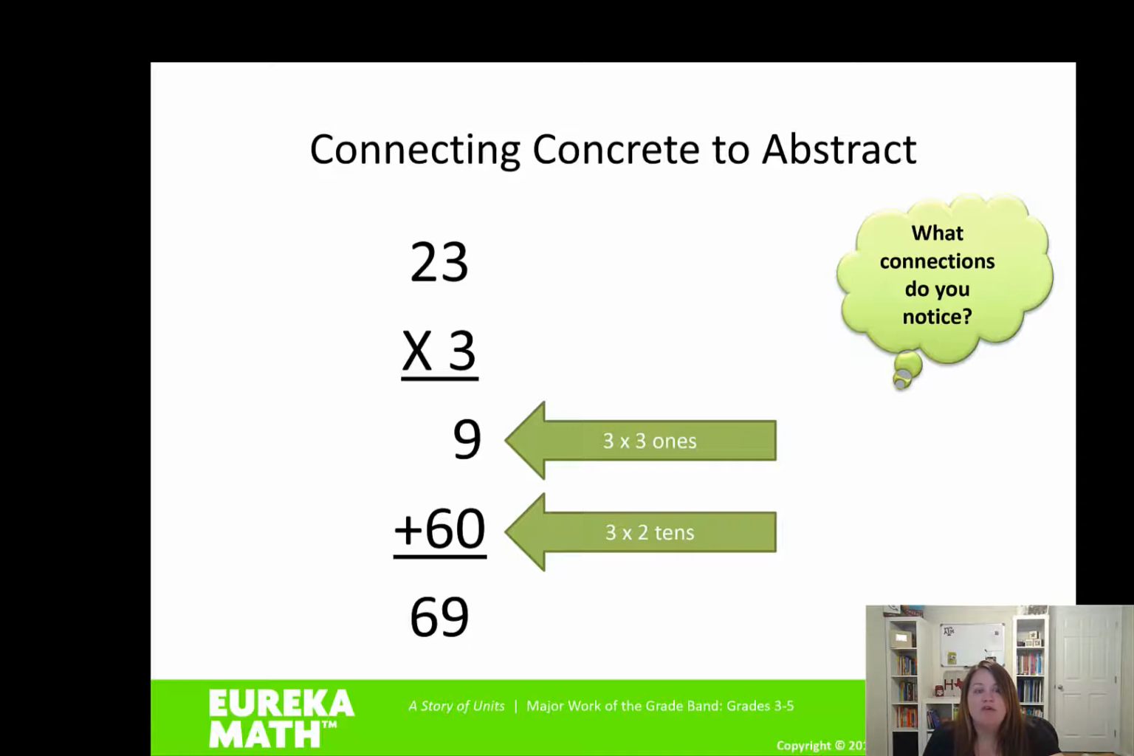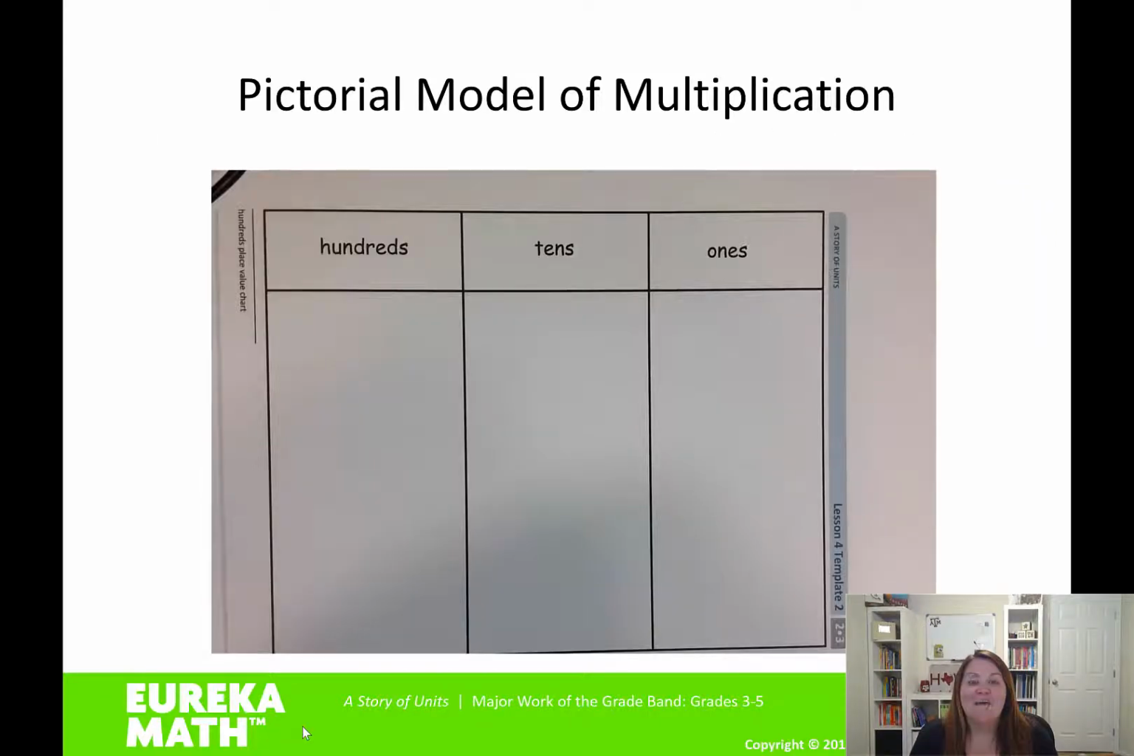Remember, the movement from concrete to pictorial to abstract is fluid, so you can and should go back and forth to really increase that deep conceptual understanding. Now we're going to move to our second stage in that progression of practice and look at a pictorial model of multiplication. This strategy is going to feel very similar, except this problem is going to involve regrouping.